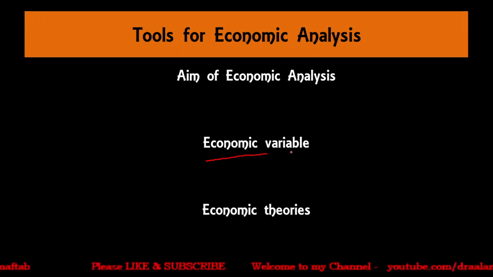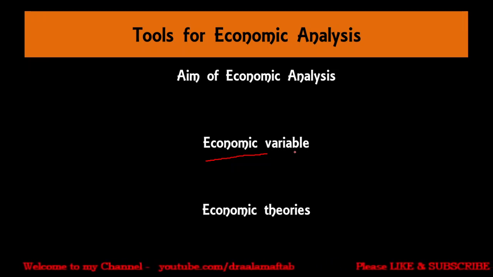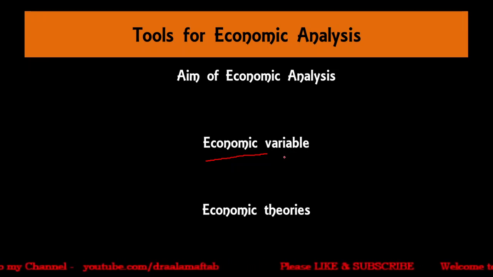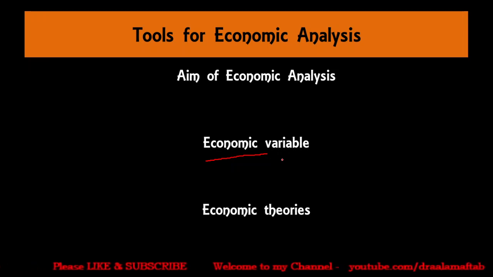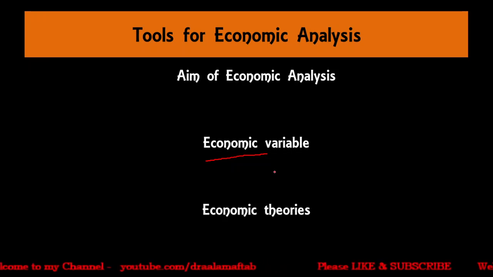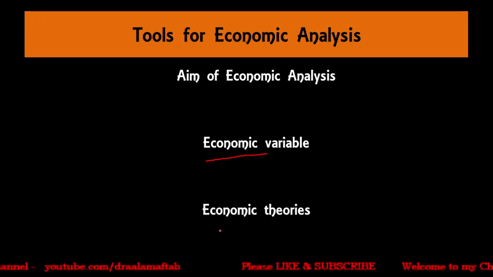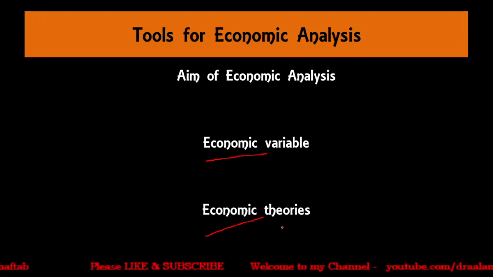So what is a variable or economic variable? A variable is something which varies or which changes. Similarly, an economic variable is something which varies and changes. So in economic analysis, we establish a relationship between variables, and we try to arrive at a certain theory or proposition.